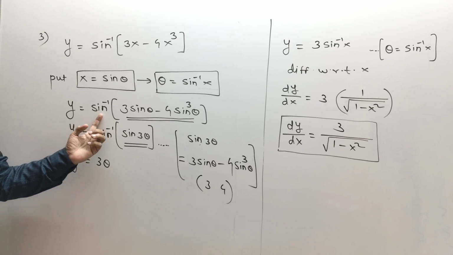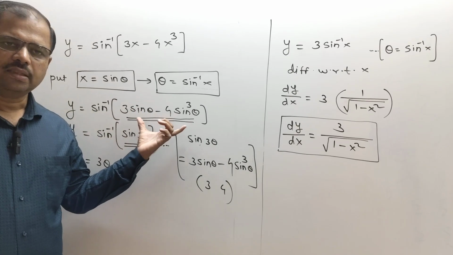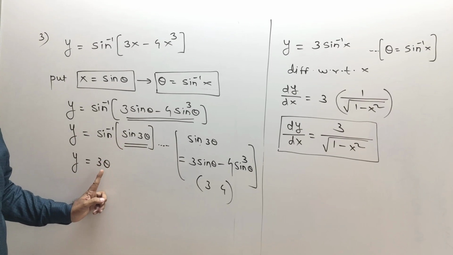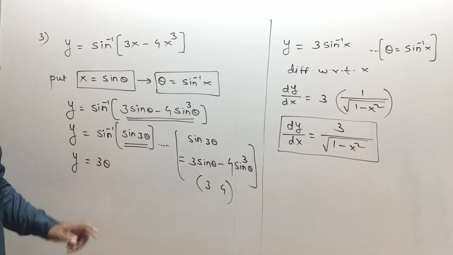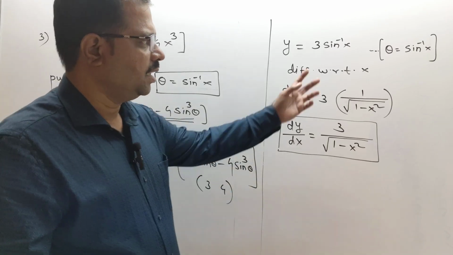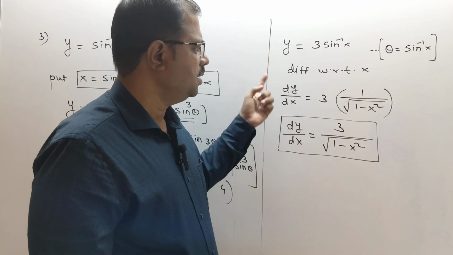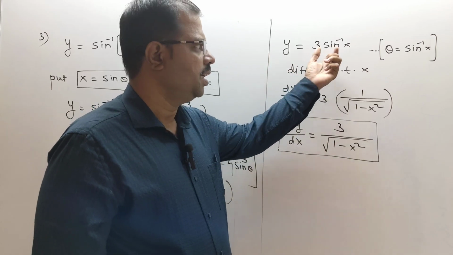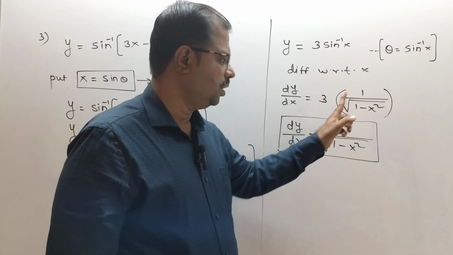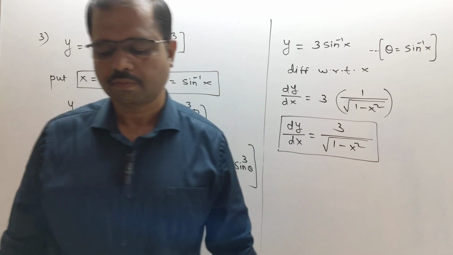Therefore, y is equal to sin inverse of 3 sin theta minus 4 sin cube theta. We know that this is the formula of sin 3 theta. Now, sin inverse sin gets cancelled. The remaining term is 3 theta. Now, first replace theta in the form of x, that is sin inverse of x. Then differentiate: dy by dx is 3 into the derivative of sin inverse of x, 1 upon root of 1 minus x square. 3 into 1, that is 3 upon root of 1 minus x square, is the answer.